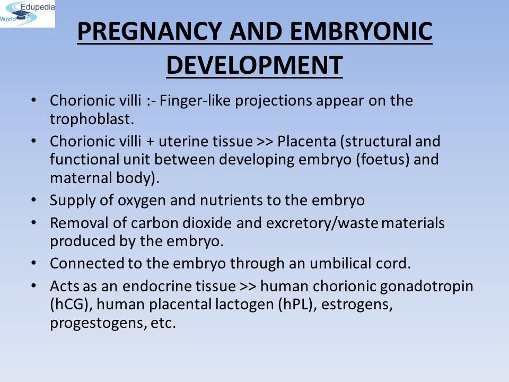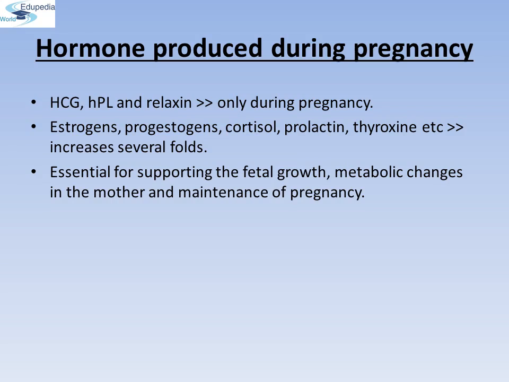The placenta also acts as an endocrine tissue and produces several hormones like human chorionic gonadotropin, human placental lactogen, estrogen, progesterone, etc. Hormones produced during pregnancy: human chorionic gonadotropin (hCG) and human placental lactogen (hPL) produced by the placenta, and relaxin which is secreted by the ovary, are produced in the woman during pregnancy.